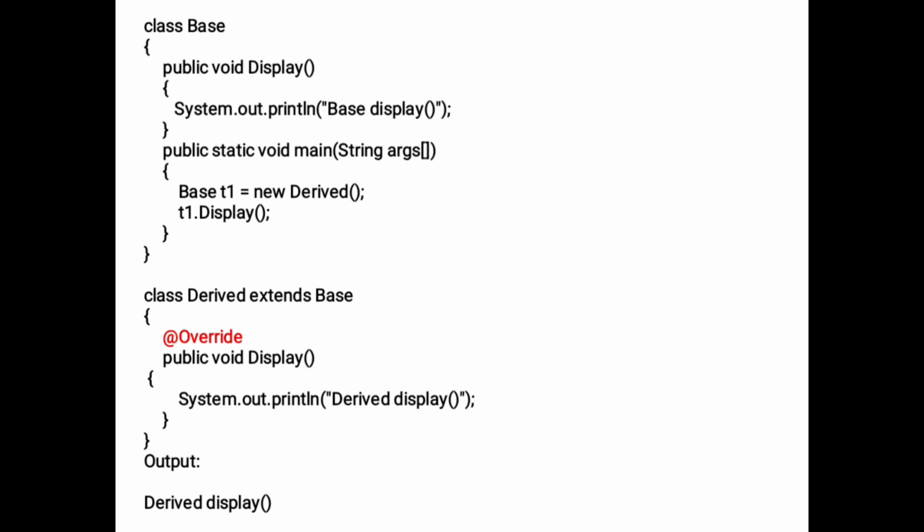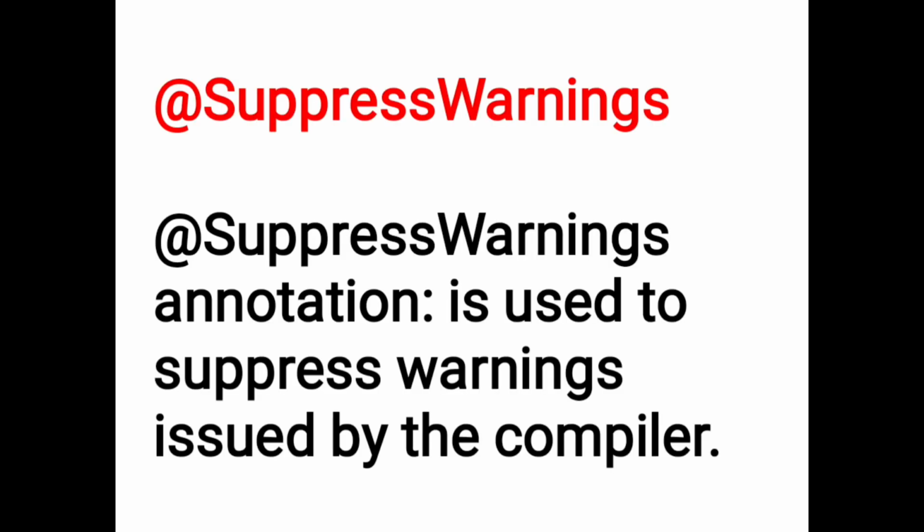And in the subclass the Override annotation is used, and like the superclass method, here we also write the display method. It displays the output of the subclass, not the superclass, because the annotation says that it is a compulsory override.